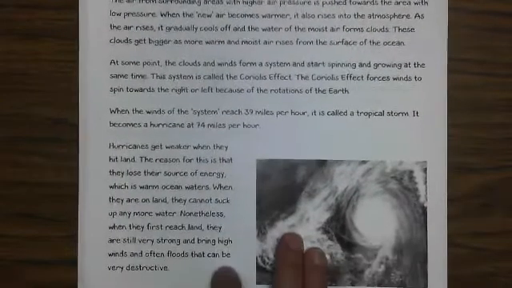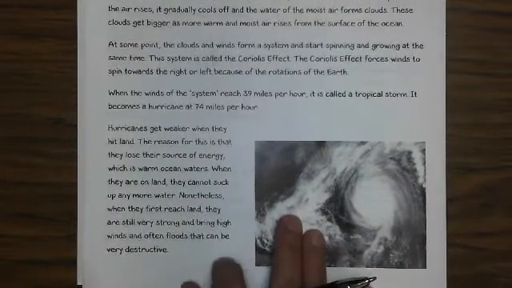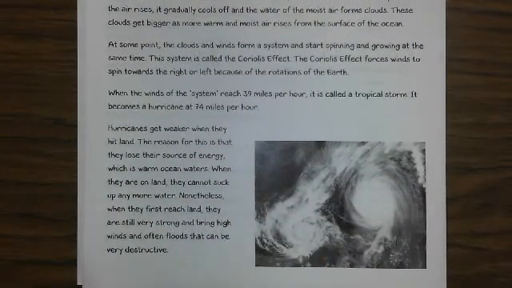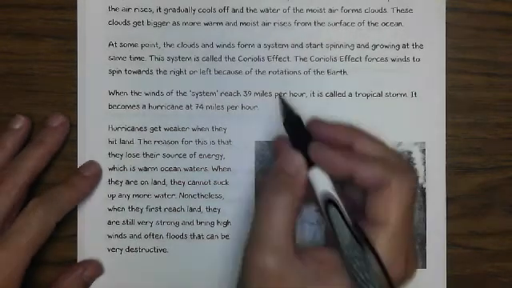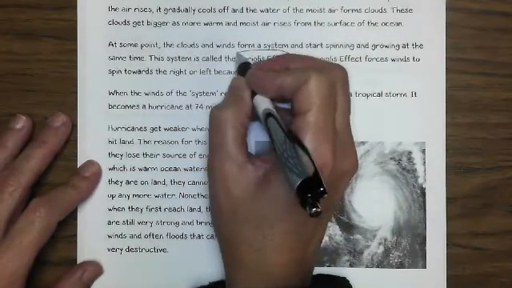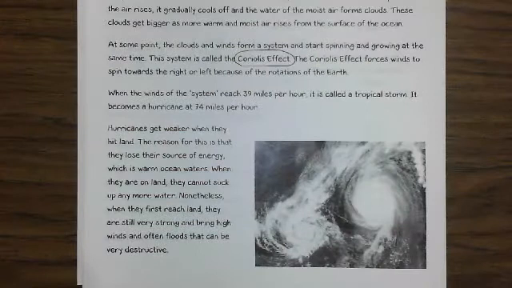Okay, at some point, let me move the paper up a little bit more. At some point, the clouds and winds form a system and start spinning and growing at the same time. This system is called the Coriolis effect. The Coriolis effect forces winds to spin towards the right or left because of the rotation of the Earth. I do want you to circle Coriolis effect so you can find that easier after a while.